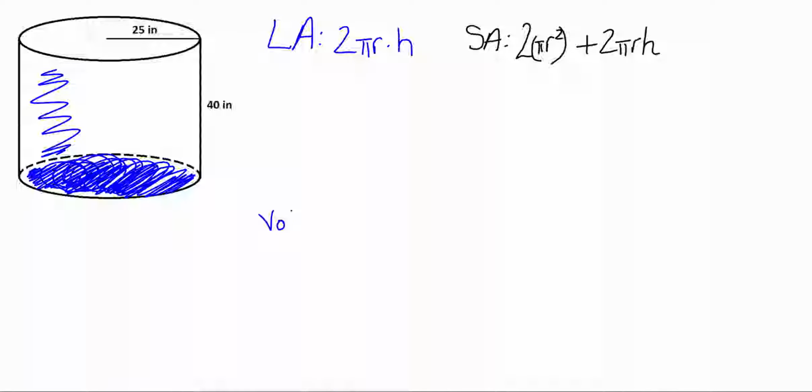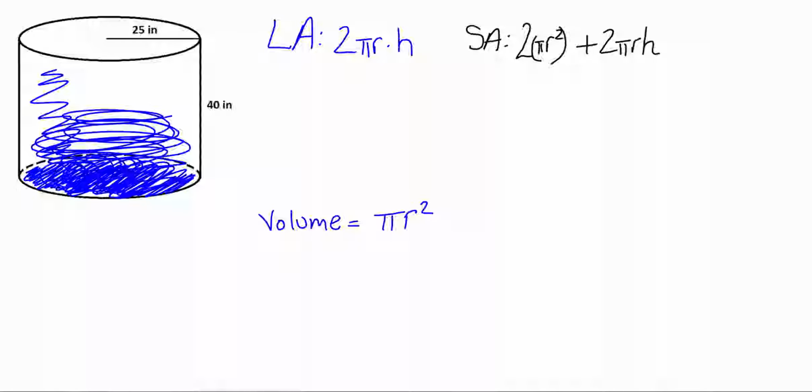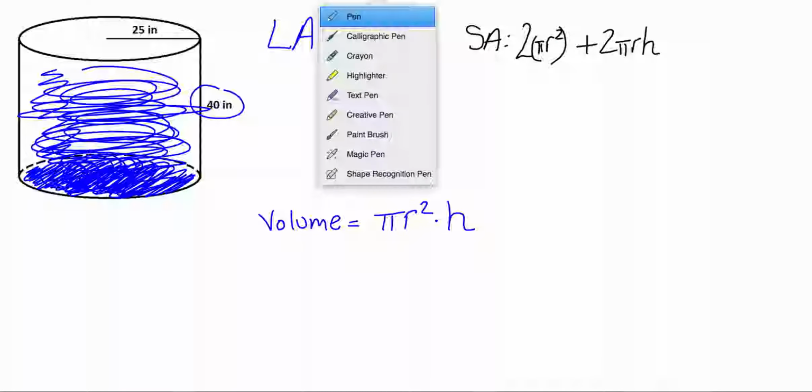So to find volume, volume is going to equal the area of the bottom, which we already said was pi r squared. And once it fills up the entire bottom, then it's going to start filling up this way. It's going to start filling in the height. So I have to multiply this by the height. There are our 3 separate formulas.